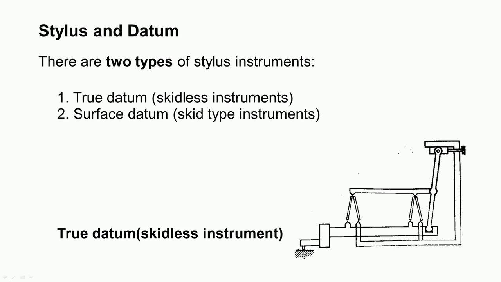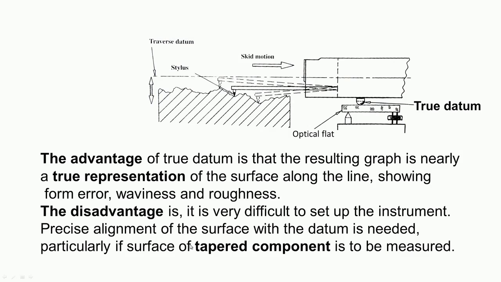You can see the probe which is moved on the surface, and the datum is provided by the instrument external to the surface. So the datum is not obtained from the surface itself, it is provided outside. That is known as a skidless instrument or true datum instrument. You can see another version of a true datum instrument here. We have used an optical flat, a very flat surface, as the true datum.